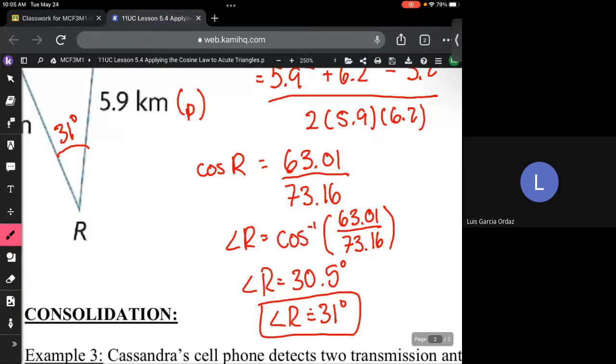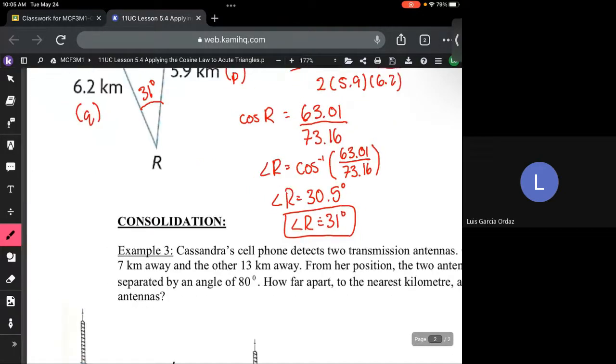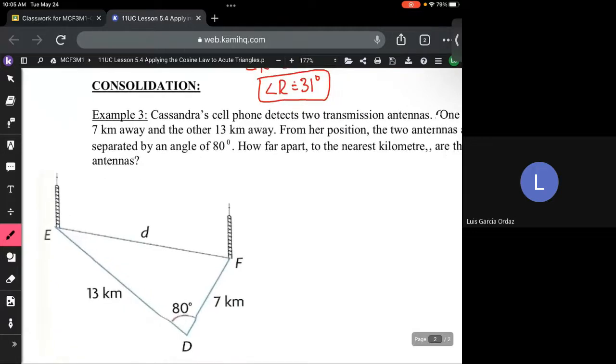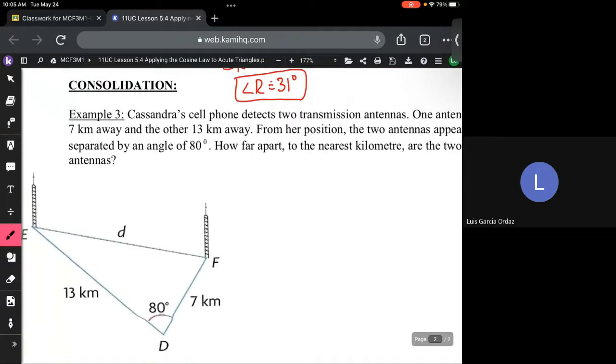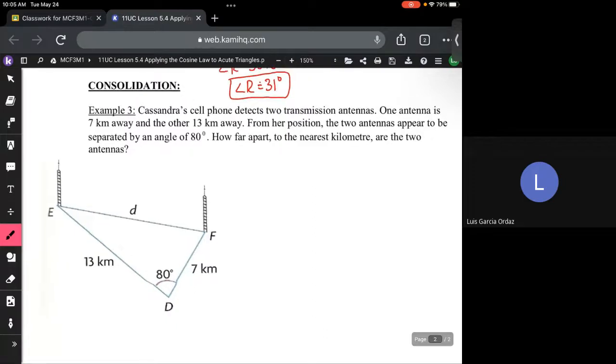Okay, last one. So, word problem. Yeah, the bane of everyone's existence is word problems. So Cassandra's cell phone detects two transmission antennas. One antenna is 7 kilometers away and the other is 13 kilometers away from her position. And the two antennas appear to be separated by an angle of 80 degrees. How far apart to the nearest kilometer are the two antennas?